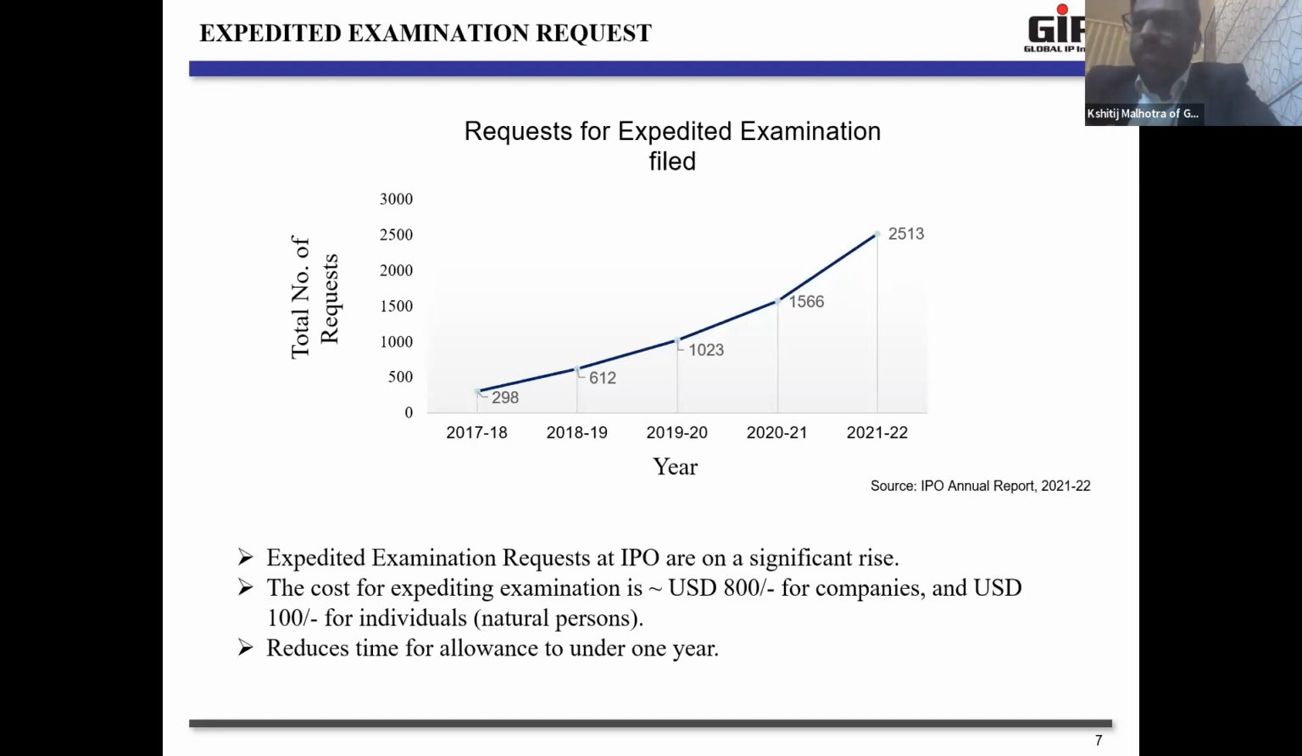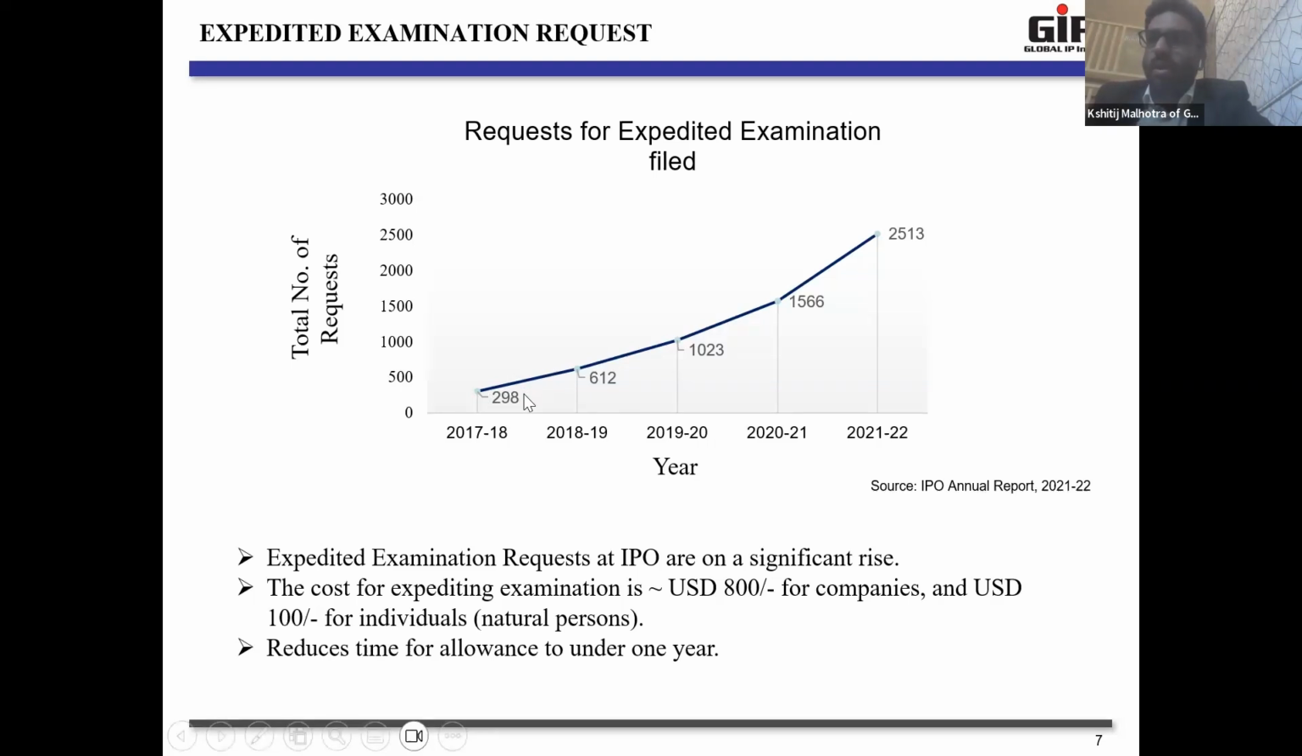So just a bit on the trends of requests for expedited examination. The source is the annual report published by the Indian Patent Office, so you can access this report. The trend is that this has become one of the favored routes for expediting the examination. When the system was introduced somewhere around 2016, in the first year only 298 applications were there.